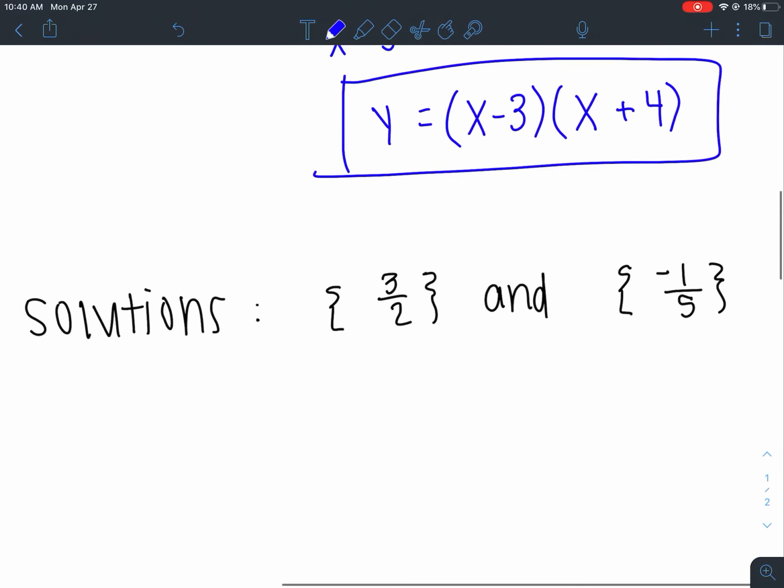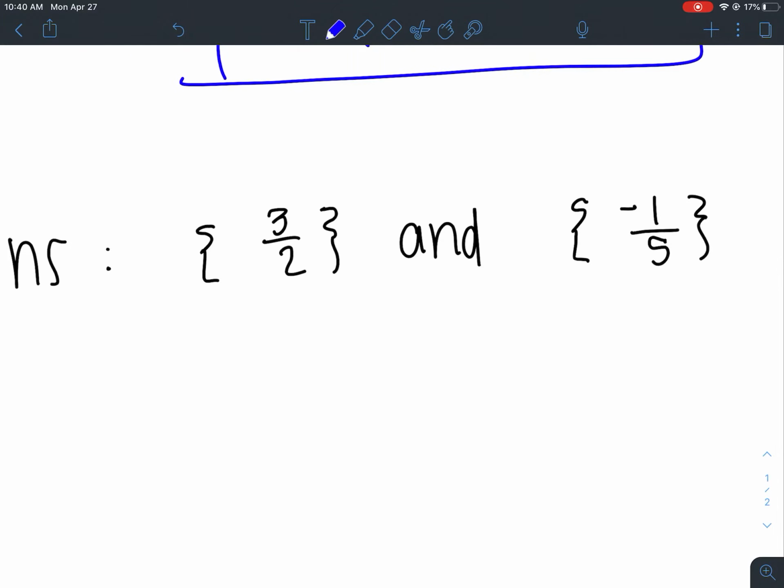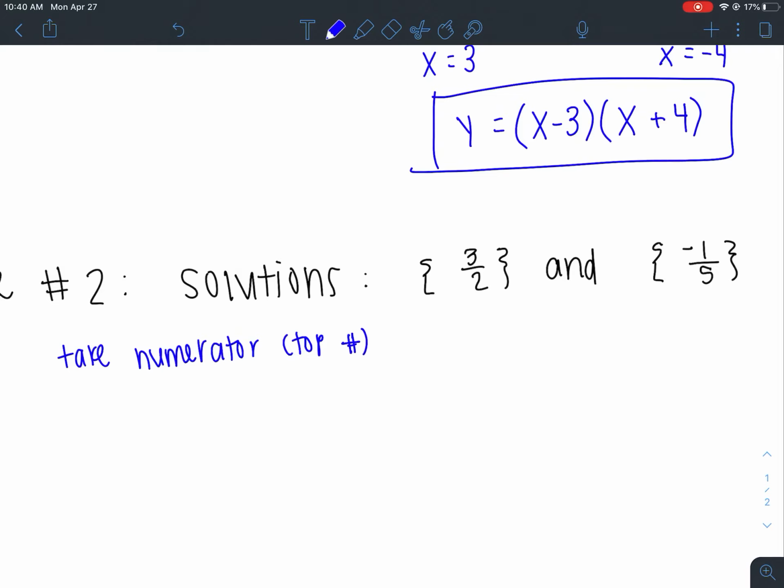Now here we have some fractions. I have them both as fractions because you could have a possibility that both of your solutions are fractions. So how do I do this? Well, you can't just do the exact same thing. We don't want fractions inside our parentheses. So here's the first step. You take the numerator, which is the top number, and you add it or subtract it from x, but opposite sign.